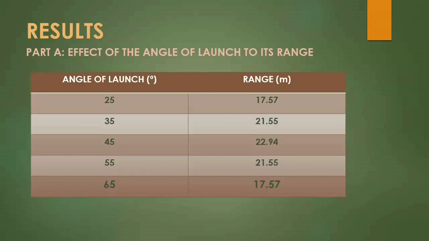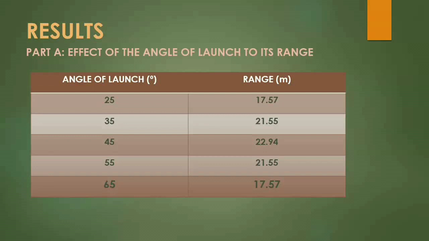When the angle of launch is 45 degrees, we get the range 22.94 meter. When the angle is 55 degrees, we get the range 21.55 meter. And when the angle is 65 degrees, we get the range 17.57 meter. Here we can see that as the angle of launch is increased, the range is observed to increase as well. However, after 45 degrees, the range gets smaller. So the maximum range is reached at 45 degrees.